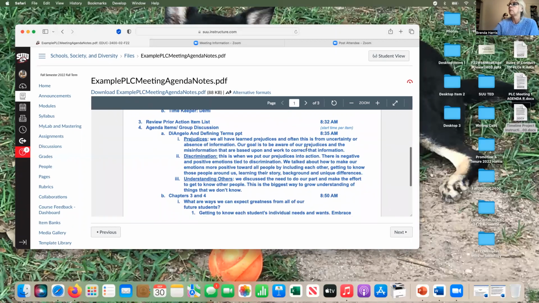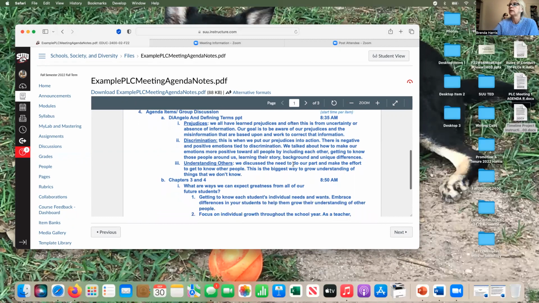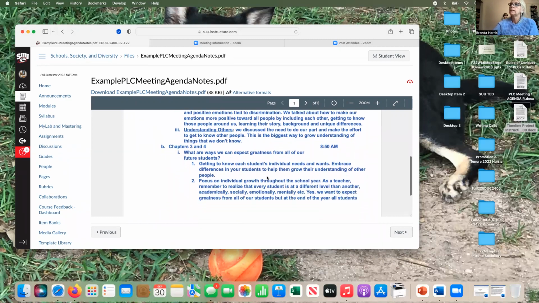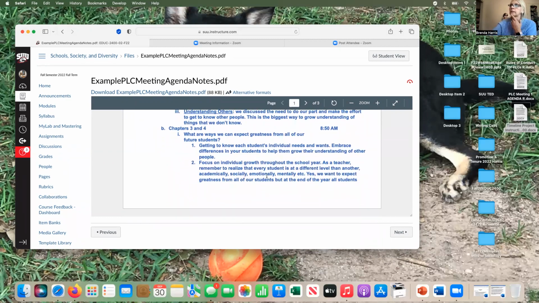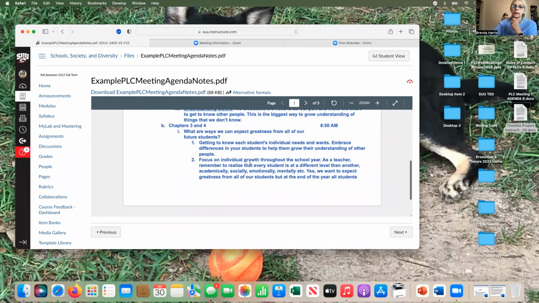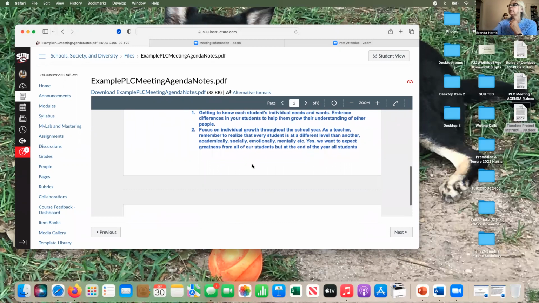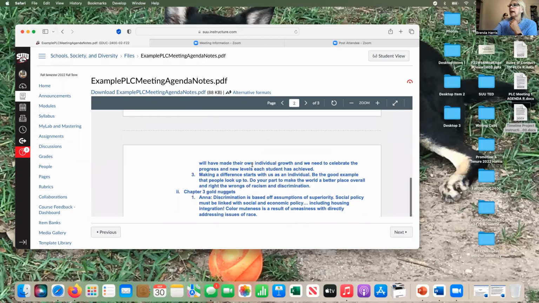Our goal is to be aware of our prejudices and the information that they are based upon and work to correct that information. Here, this was really interesting. They were discussing chapters 3 and 4, and I got kind of a sense of how they were understanding the material that they were reading. They had questions they wanted to ask.